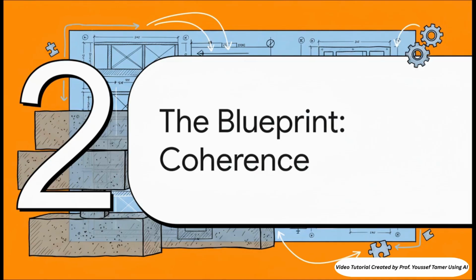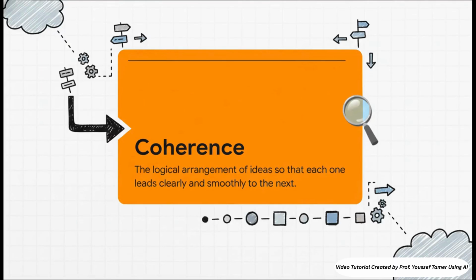Okay, our foundation is poured. Now we need the blueprint. The plan that gives the structure its shape. This is coherence. And it's not just about what you say, but the logical order you say it in. Coherence is all about creating a logical flow. Think of it like you're leading your reader by the hand from one point to the next. The goal here is to make your train of thought so clear, so easy to follow, that it's practically impossible for them to get lost.